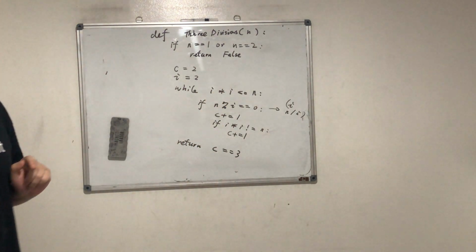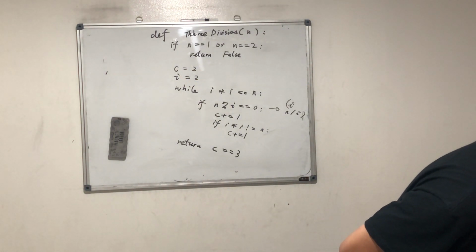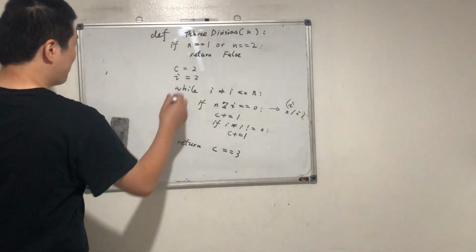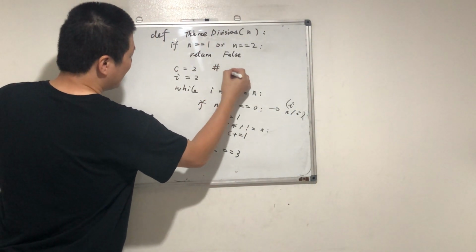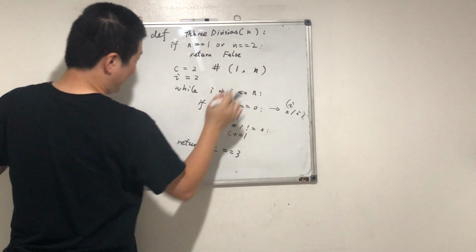What do these 2 mean? Why is C set to 2 at the beginning? Because you do the beginning and the end. Yeah, the beginning and end. So let's say 1 and n, 2 factors: 1 and n.